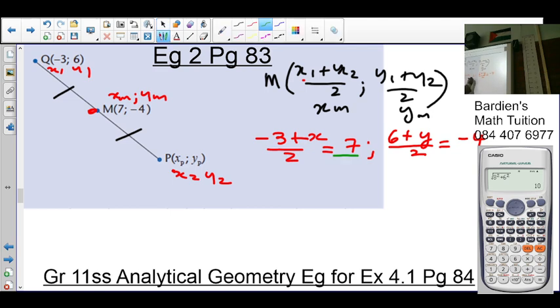Cross multiply, she says. Not so? Negative 3 plus x times 1 is negative 3 plus x equals 2 times 7 is 14. So x is equal to 14 plus 3. What's 14 plus 3? 17.